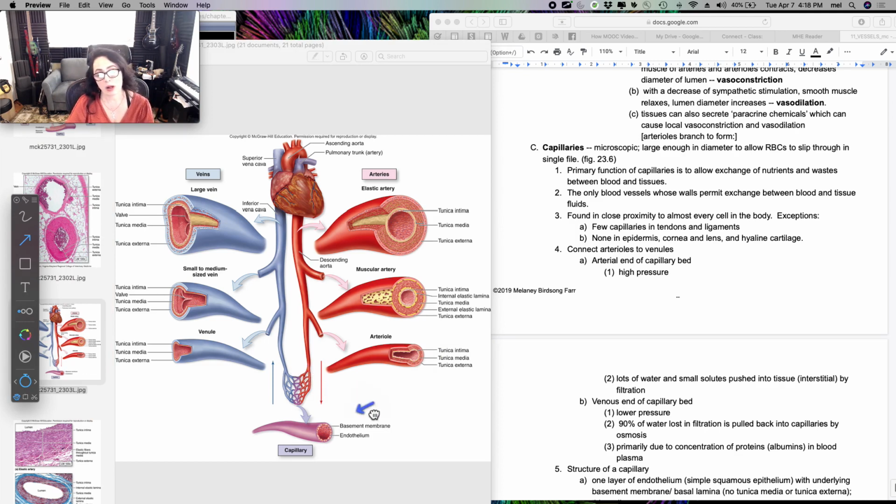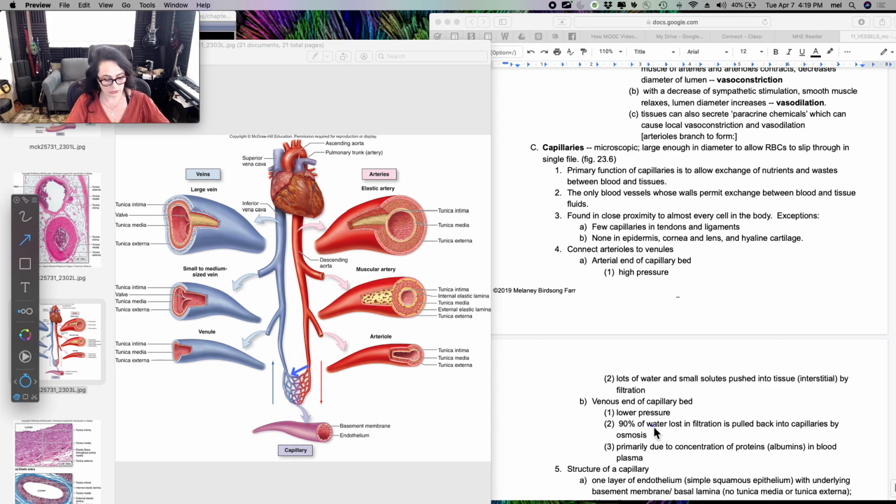So you lose water and solutes via filtration. Filtration is high pressure to low pressure movement of water and small solutes. So the venous end of a capillary bed is much lower pressure. It loses water, but about 90% of the water lost by filtration is pulled back in by osmosis, because you don't lose these big solutes that stay in the blood plasma, and they pull the fluid back in by osmosis. So you get turnover of interstitial fluid because of the filtration out and the osmosis back in.